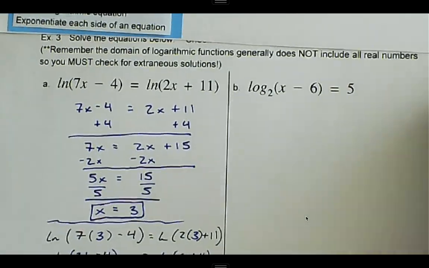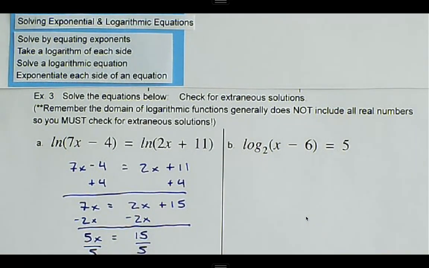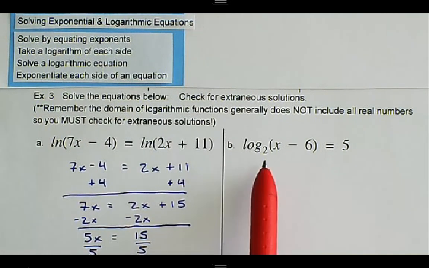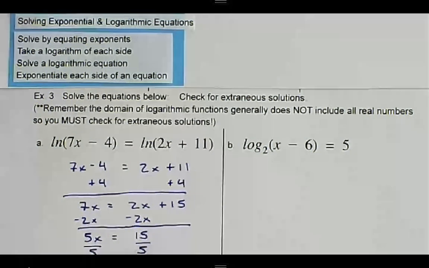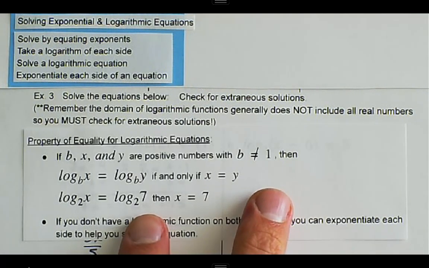We can go back and look at example B. In this case, we're talking about the difference between these two. Over here in example A, we had the natural log and the natural log on both sides. Over here, we just have log base 2 on this side, and we don't have anything on the other side. So this is how we'd solve this one.